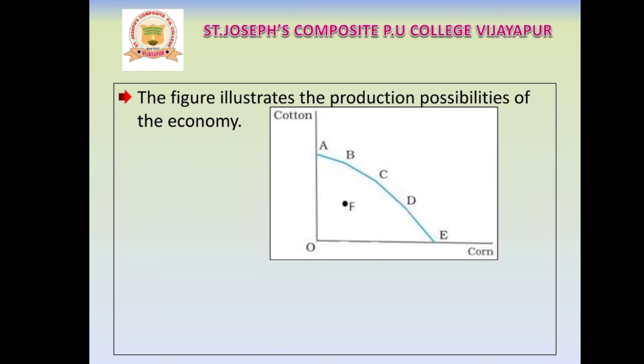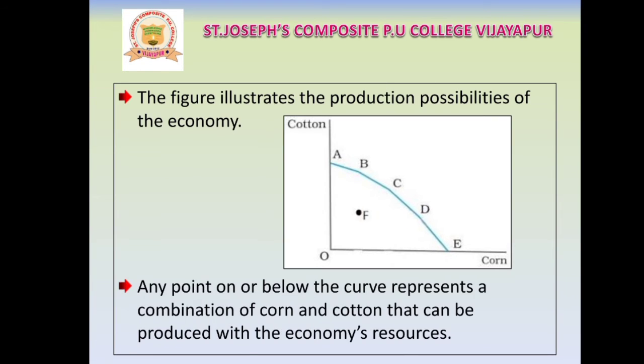Now just observe this figure. This is the diagram. According to this diagram, any point on or below the curve is the production possibility curve.